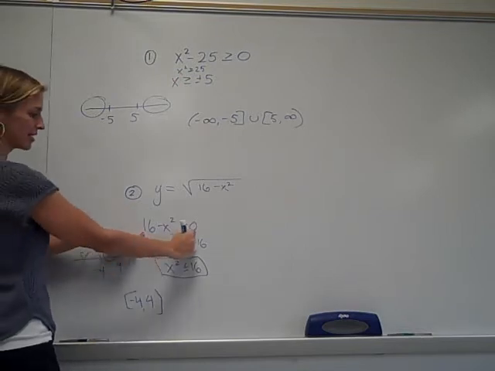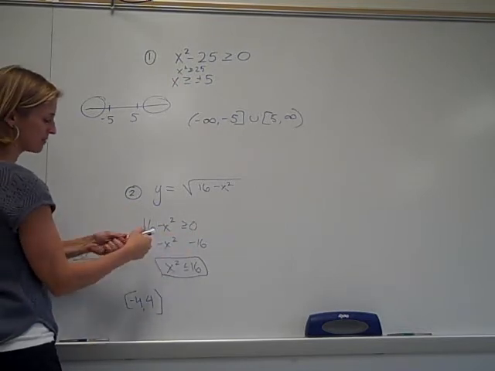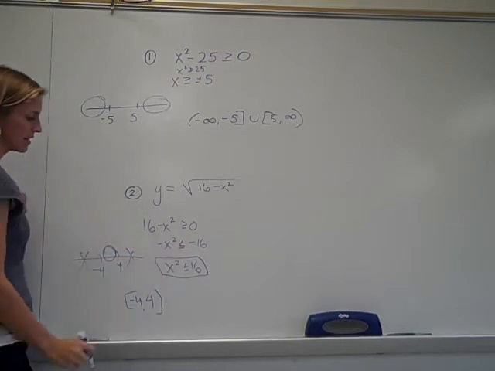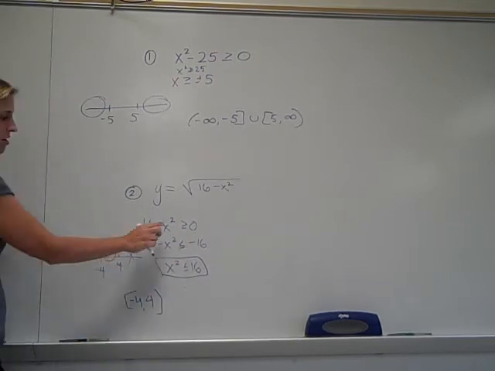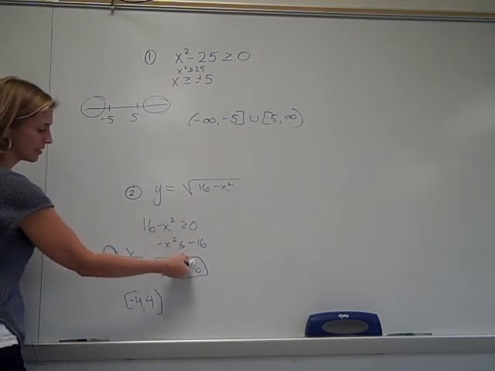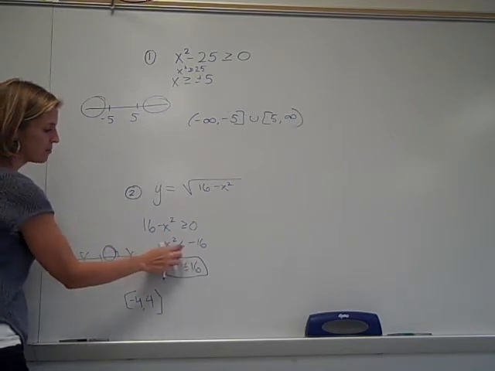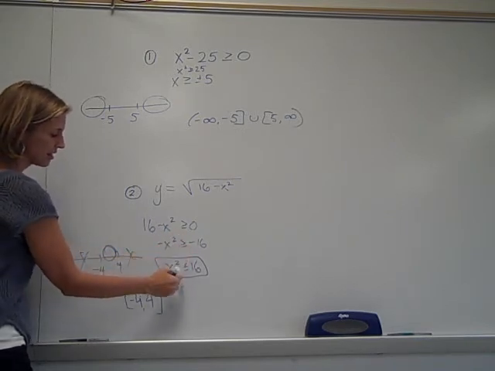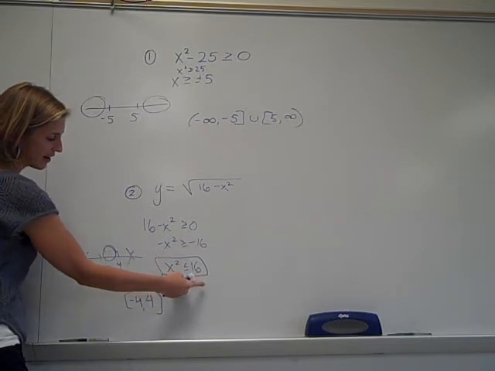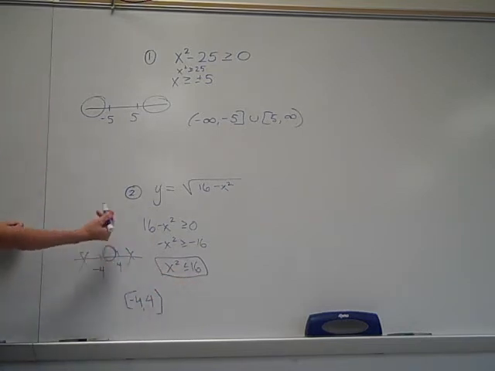When I subtract the 16 over here, I have a -x squared, and my sign now needs to switch. Once my sign flips, now I can think about it: x squared has to be less than 16, so x has to be between -4 and 4.